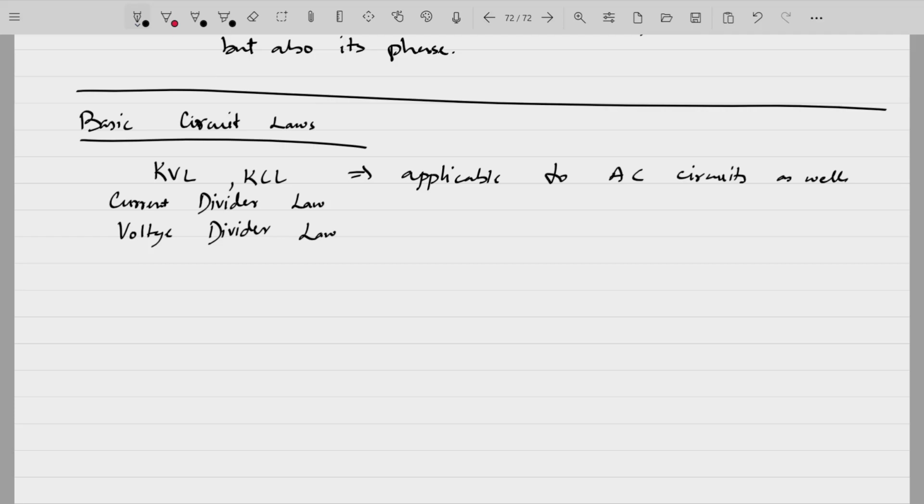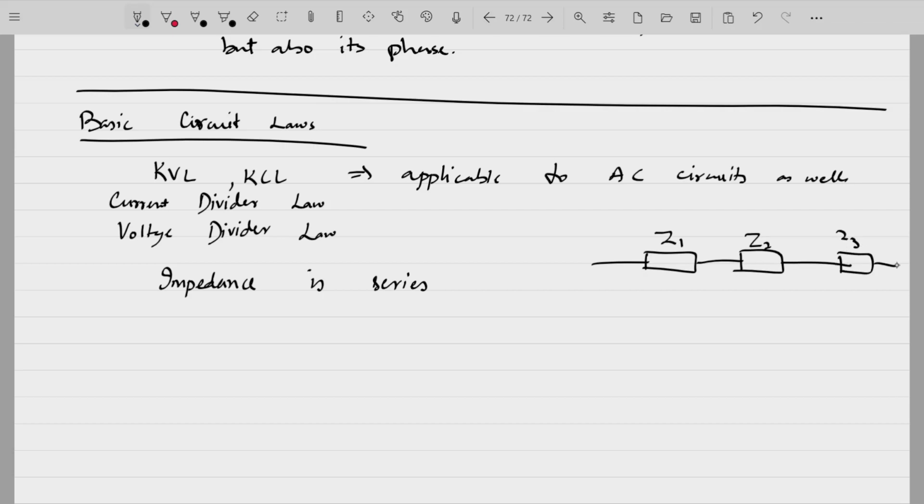There is hardly any difference in any of the circuit laws that are applicable to DC circuits. They are also applicable to AC circuits. Also, impedance follows the same algebraic principle as resistance. For impedances in series, say you have an element with impedance Z1, another with Z2, another with Z3, and so on. Total impedance will be simply the summation of these impedances.